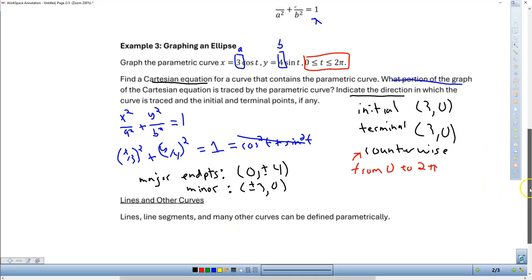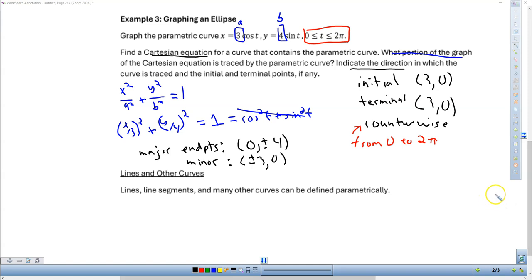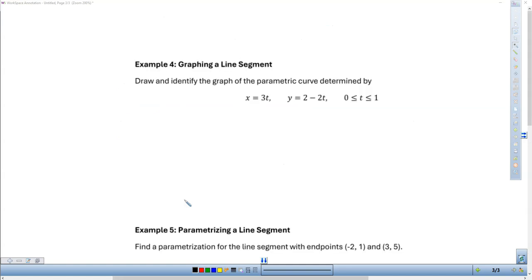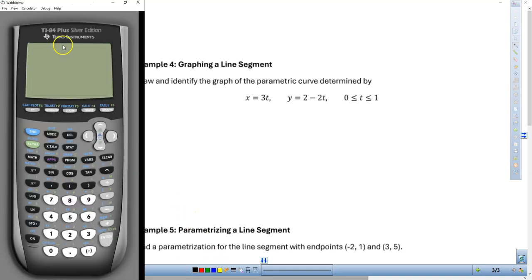Now the last thing really to discuss here when we're talking about parameterized functions and equations and relations, all this good stuff, is lines and other curves. So lines, line segments, and many other types of curves can also be defined parametrically. So again, very similar to what we had before, we're going to draw and identify a graph of the parametric curve determined by x equals 3t, y equals 2 minus 2t, and we're going from 0 less than or equal to t, which is less than or equal to 1. So let's grab our graphing calculator.